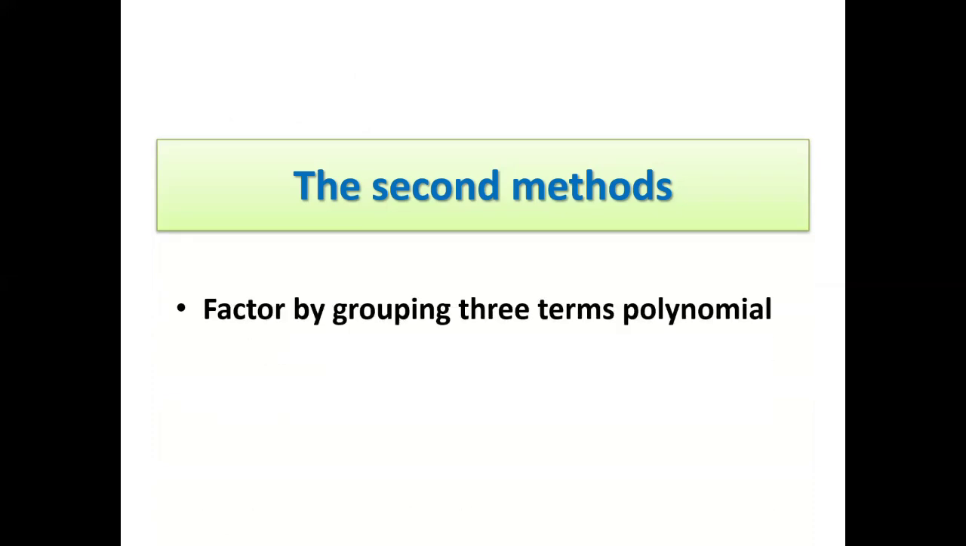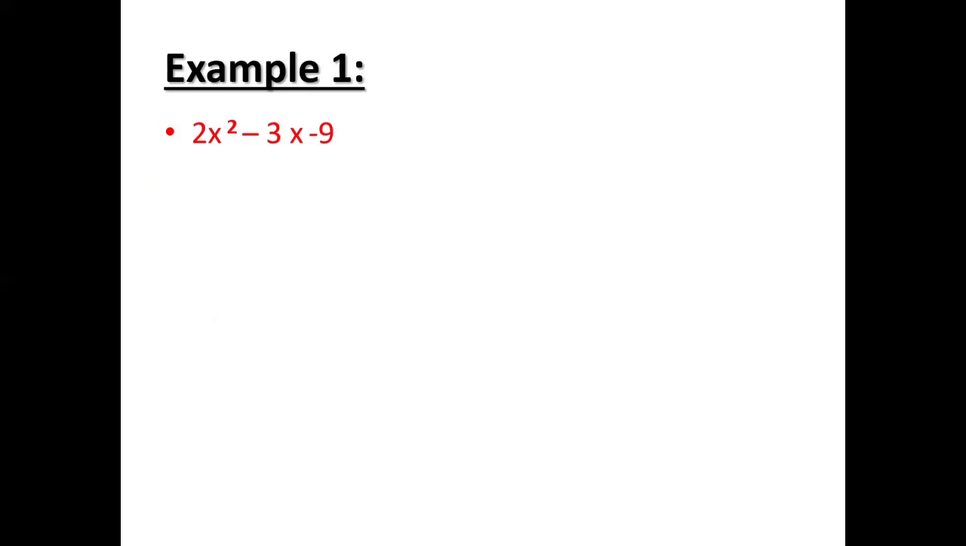Second method: if we have a three-term polynomial, and we will try to factor by grouping. So example number 1, how to factor this trinomial by grouping. First of all, we will turn it into a four-term polynomial by multiplying the first coefficient by the last term. So 2 times negative 9 will give us negative 18.